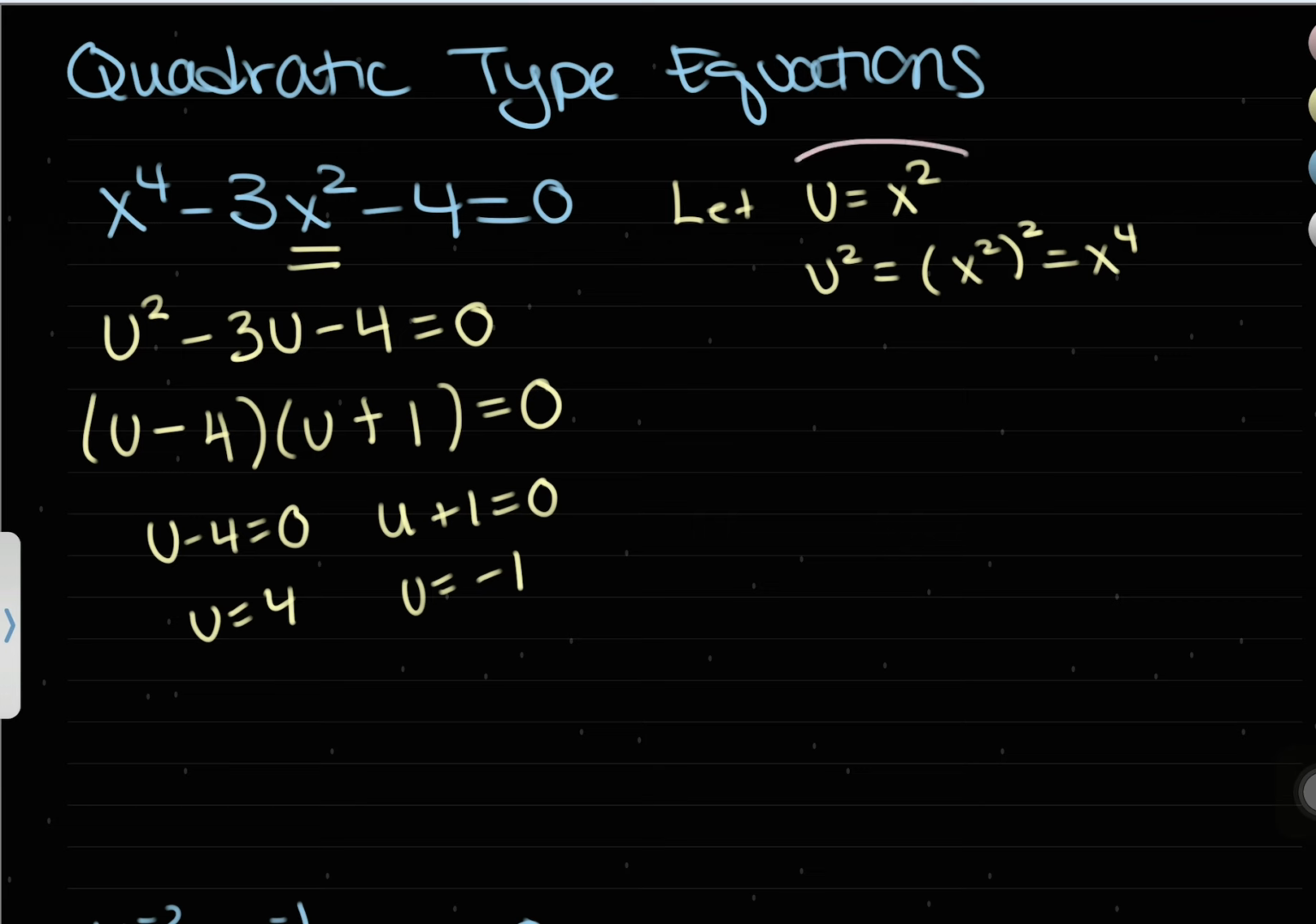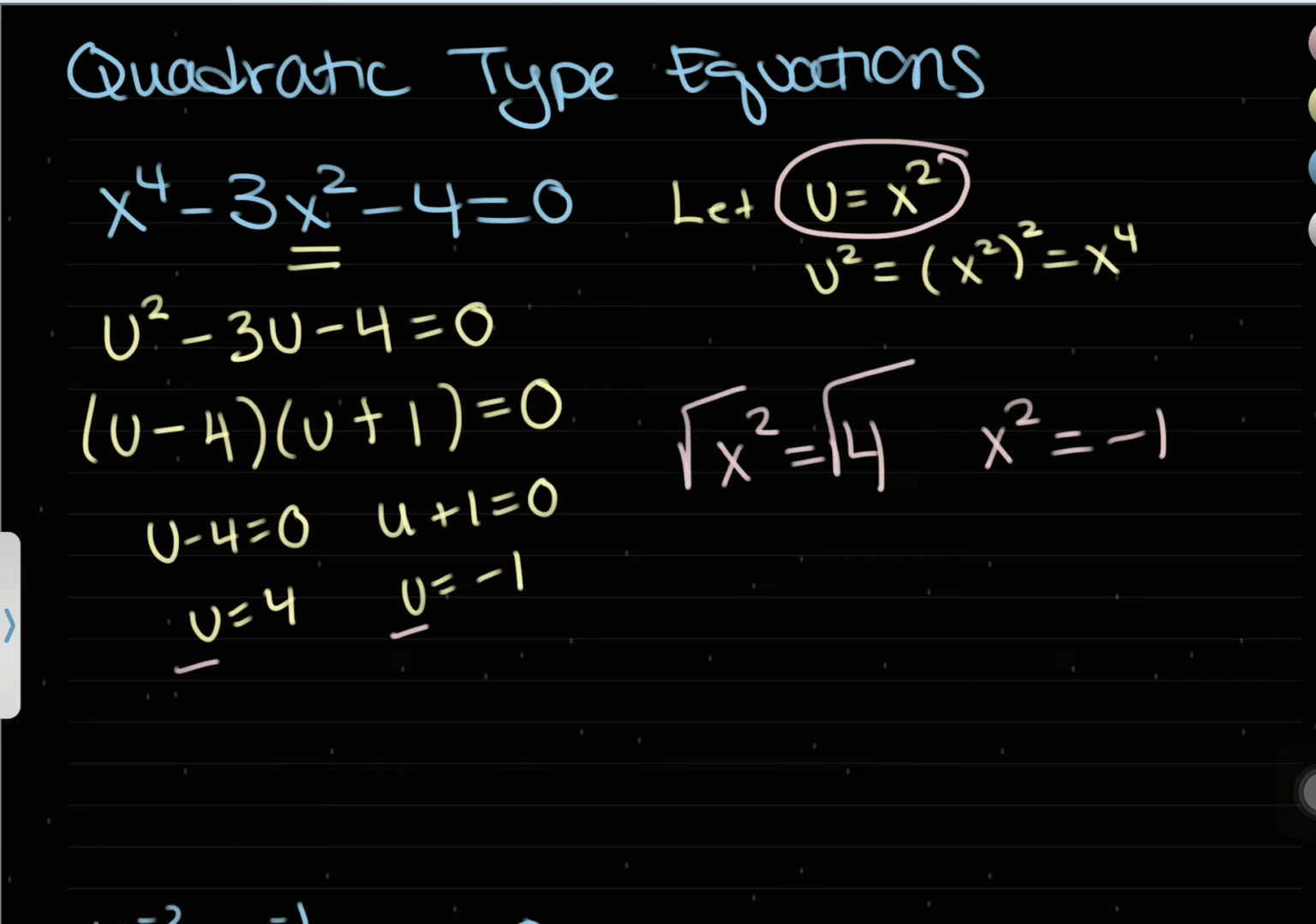So back to my substitution here, we said u is equal to x squared. So I'm going to replace those u's with x squared. That means x squared could equal 4, or x squared could equal negative 1. And these are equations we can solve. I would solve by taking the square root of both sides. Don't forget the plus or minus. So if x squared equals 4, that means x can equal plus or minus root 4, and square root of 4 is 2. So positive and negative 2 are solutions.